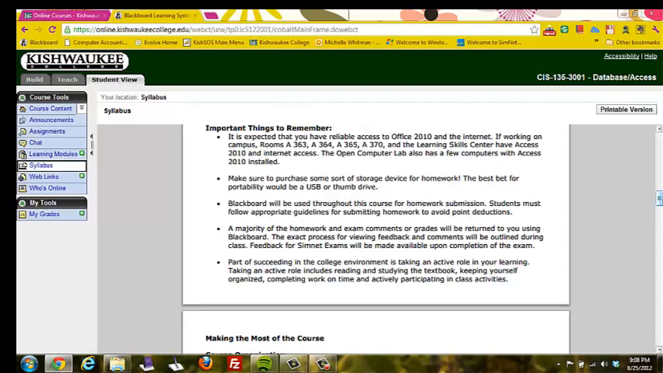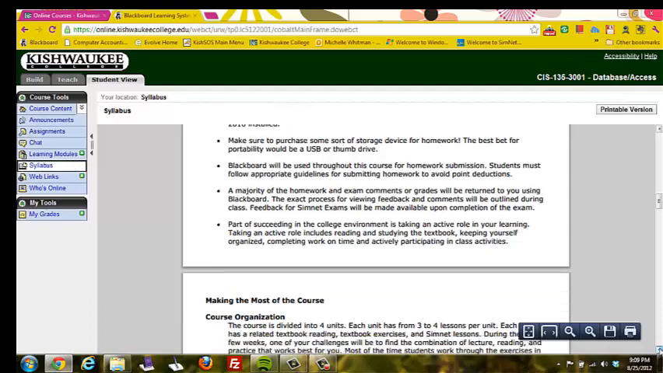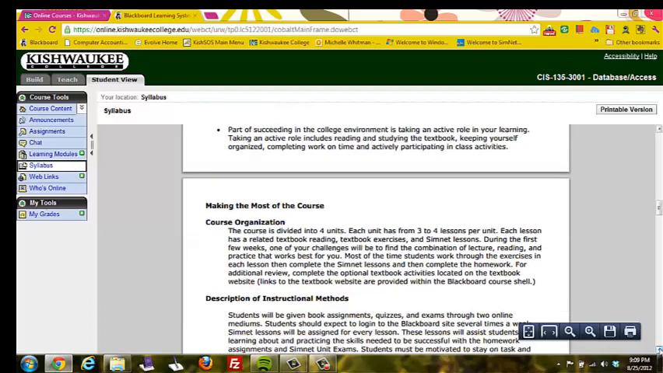A majority of the homework and exam comments and grades will be returned to you through Blackboard or through SimNet, and so you can get some feedback that way. And also make sure that you are taking an active role in your learning. There are different ways to learn. You want to make sure that you go ahead and find the best way for you.